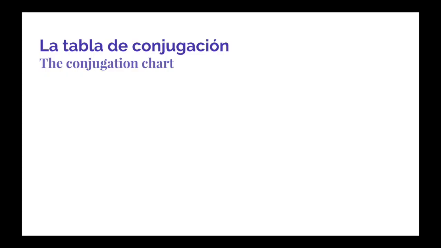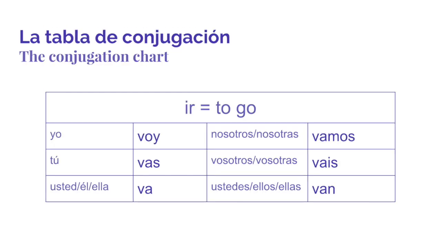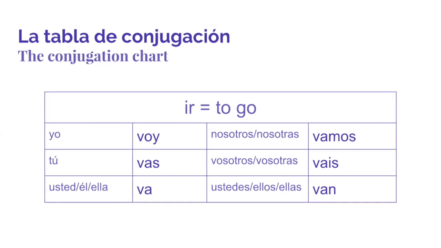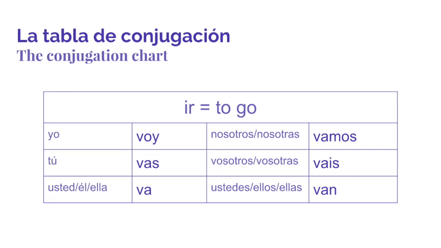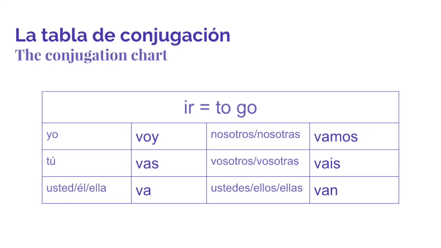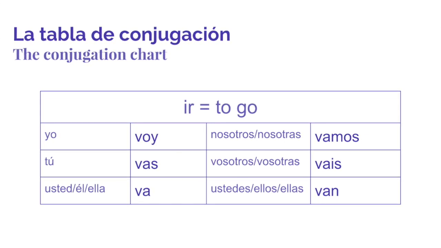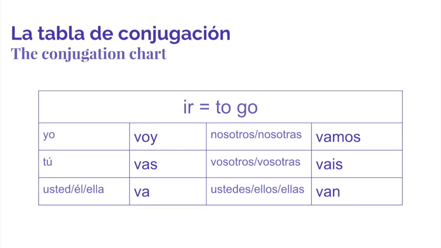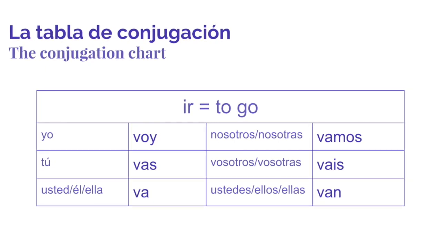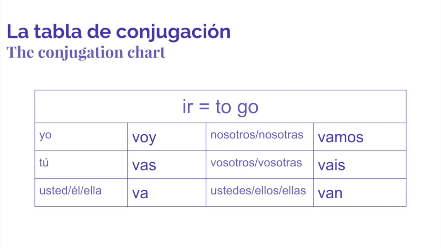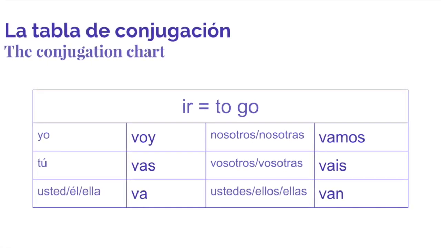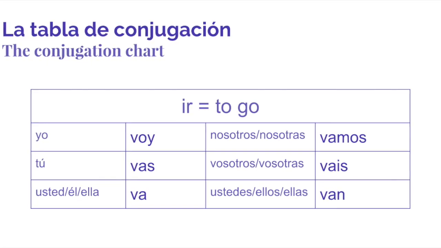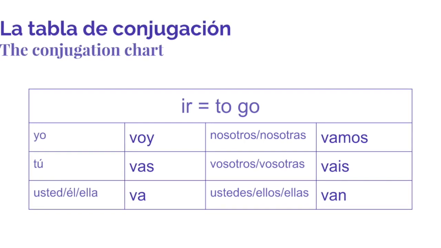So now let's look at a verb chart. The verb ir, again, means to go. I go is yo voy, you go, tú vas, you formal go, usted va, he goes, él va, she goes, ella va. We go, nosotros o nosotras vamos, you all go, in Spain or parts of South America, vosotros, vosotras vais, and you all go, ustedes van, they go, ellos, ellas van.